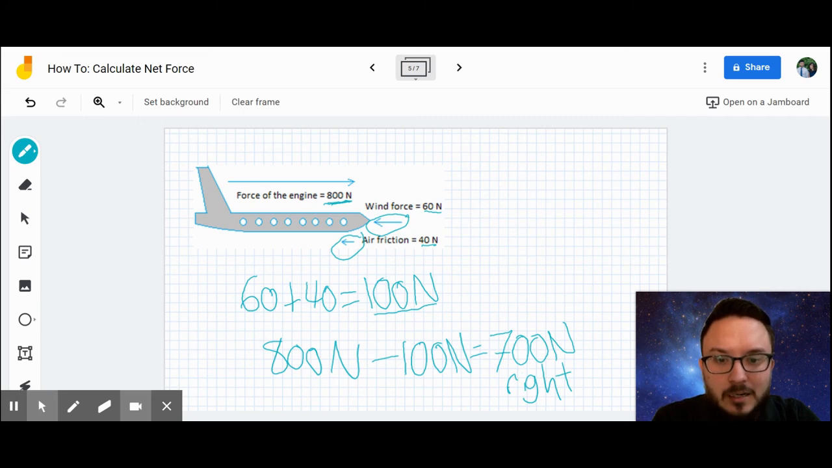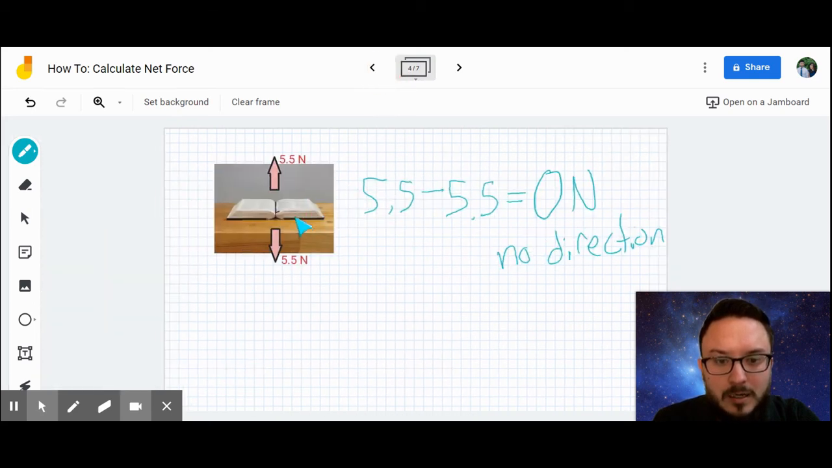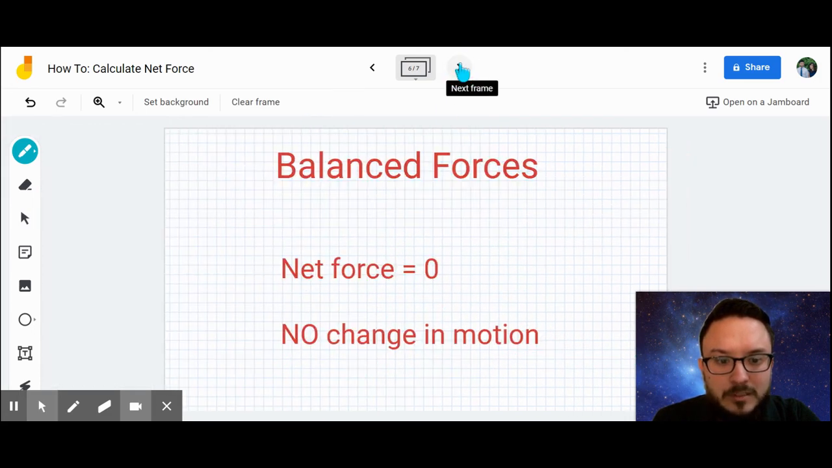There's one more thing I'd like to talk about, and that is balanced and unbalanced forces. With our balanced forces, we're going to see a net force of 0, and that's because the forces are equal to each other and canceling each other out. So we saw that in our example with the book. Gravity pulls the book down, but the table pushes the book up, and overall, the book is just sitting there. So with these balanced forces, we're going to see no change in motion. The object will remain in place if it's sitting in one spot.